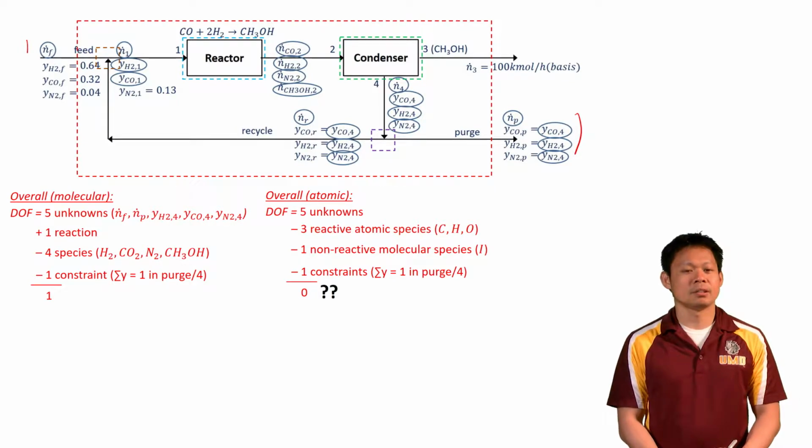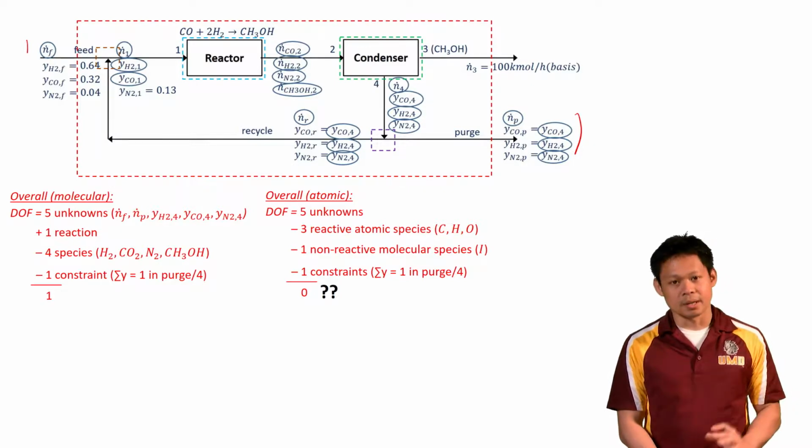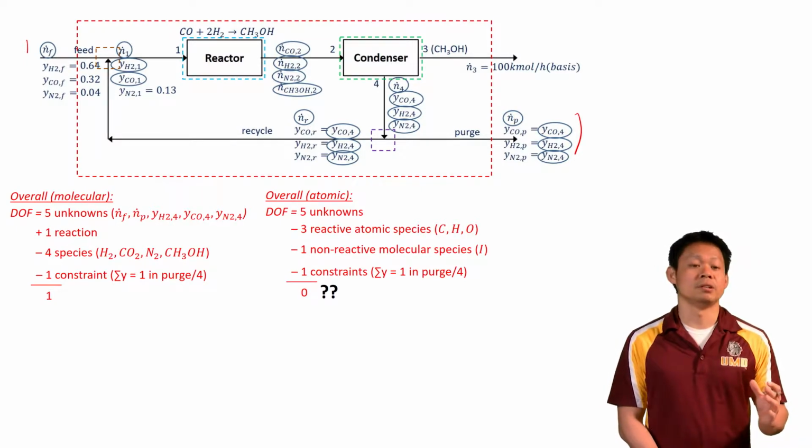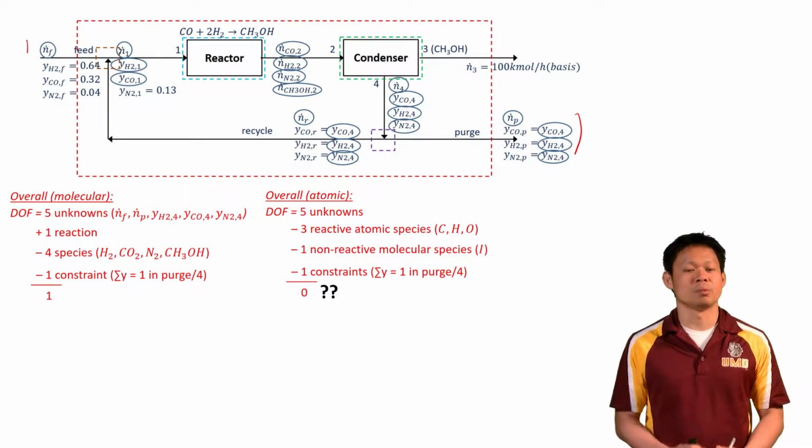But what's going on here? Why do we have a degree of freedom of 0? Once again, this goes back to the fact that with atomic species balances, generally that's the one that causes problems with the degree of freedom. So always double check that with the molecular.